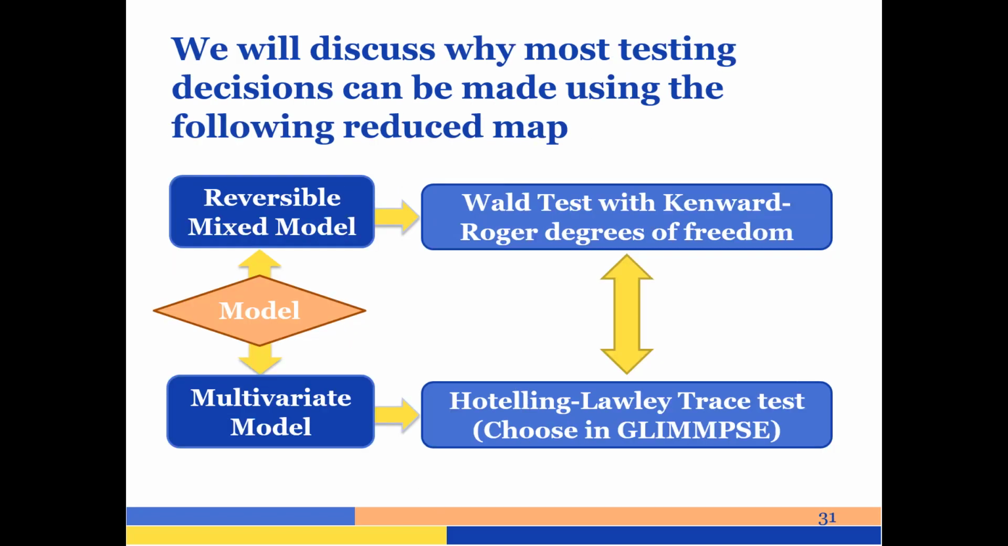Most of your decisions about using tests can be made using this simplified map. Your decisions come down to the reversible mixed model with the Wald test and the Kenward-Roger degrees of freedom, which modifies the degrees of freedom as well as the covariance matrix. We'll talk about correlation and covariance in detail in another lecture. Your other option is the multivariate model through the Hotelling-Lawley trace test. Most of the time, that's going to be perfectly fine as a test for comparability as a whole.